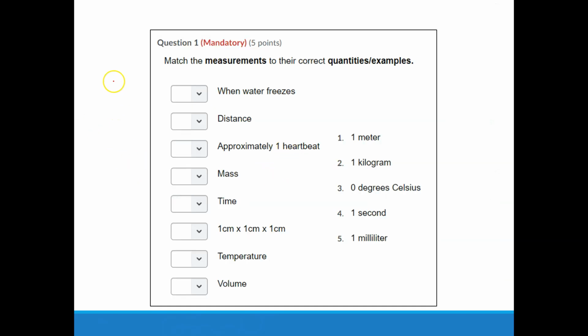So at this point, you should be able to understand all of these. We talked about when water freezes. We talked about the units for distance, mass, time, volume, and temperature. We also talked about what approximately 1 heartbeat is related to and what 1 centimeter times 1 centimeter times 1 centimeter is related to. So make sure you pause the video. Yours will be in a different order most likely, so make sure you read carefully and then continue playing when you are ready to continue.